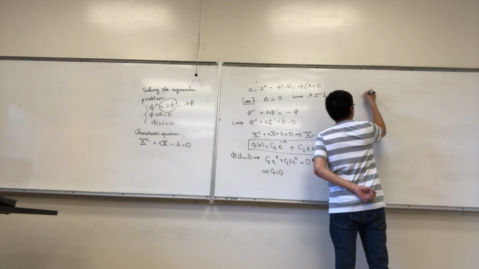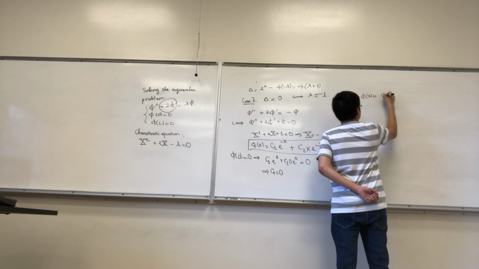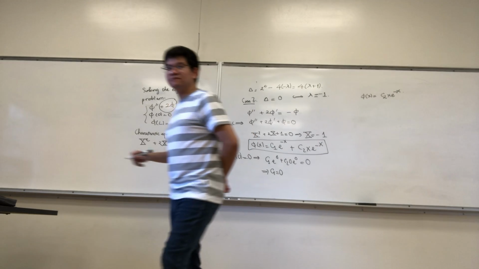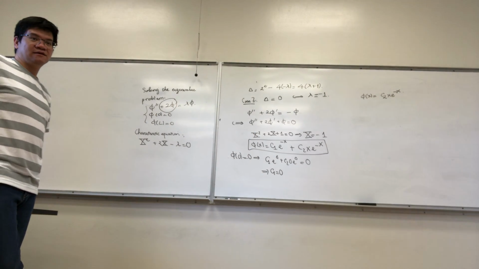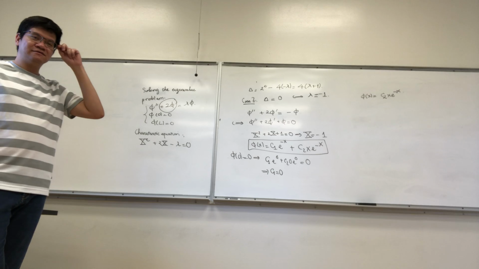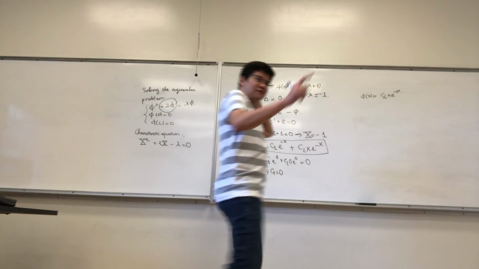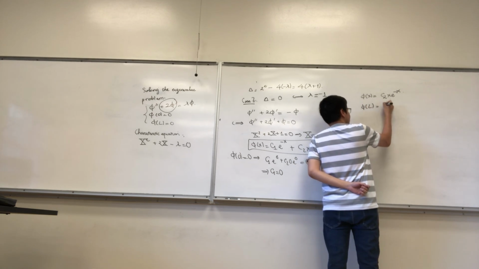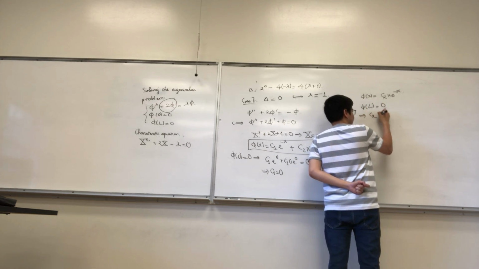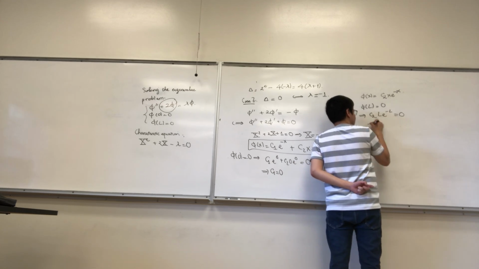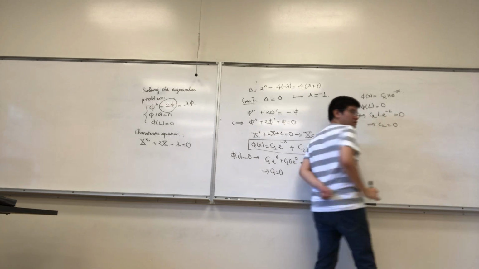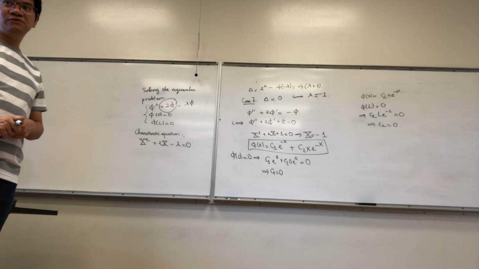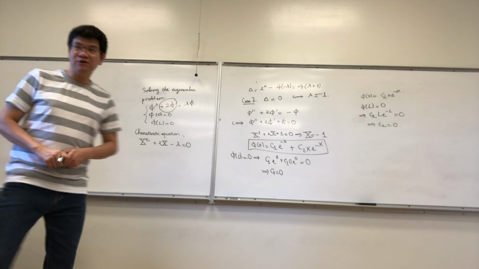And phi x is now C2 x e to the power minus x. All right, this is the phi x. So what is the next step? Now I'm going to use the second boundary condition. I have phi L is 0, which means that C2 L e to the power minus L is 0, so C2 is also 0. All right, so in this case, you don't have an eigenvalue. Any questions? It's good.